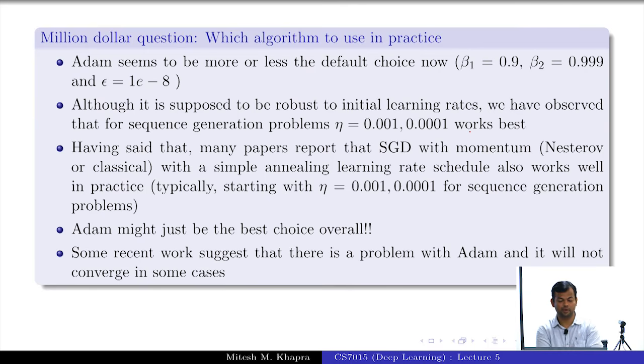And as I said, some recent work suggested there is a problem with ADAM and it will not converge in some cases. But I would say the jury is not out on that yet. Because there is, of course, a theoretical angle to it and also a practical angle to it. In practice, it has been used widely for the last 3 to 4 years at least, and it works well in a large number of applications, right? So that's why ADAM would typically be the overall best choice, okay?